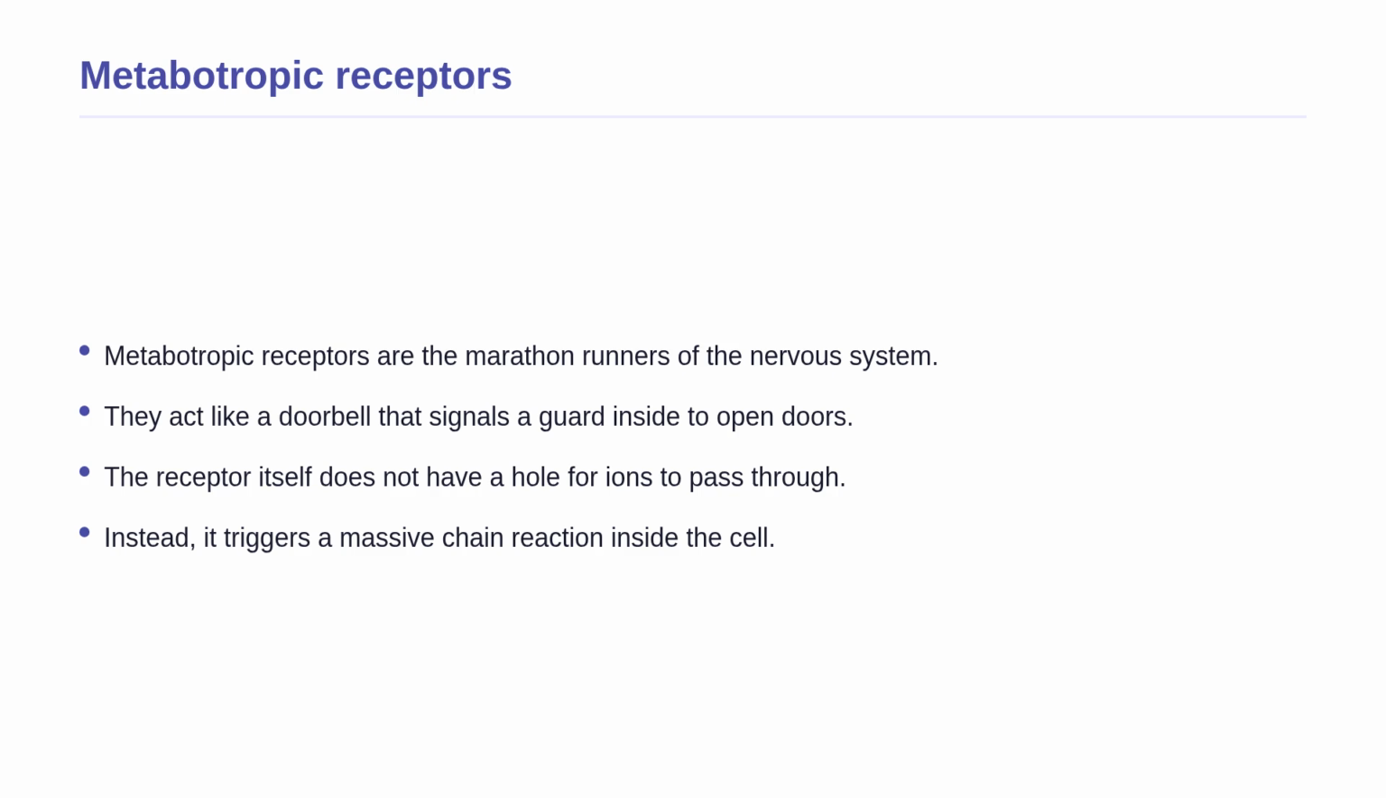The neurotransmitter binds to the outside, but the receptor itself does not have a channel for ions. Instead, it sends a signal inside the cell to trigger a massive biochemical chain reaction. This process is slower, but it allows for incredible control over the cell's state.